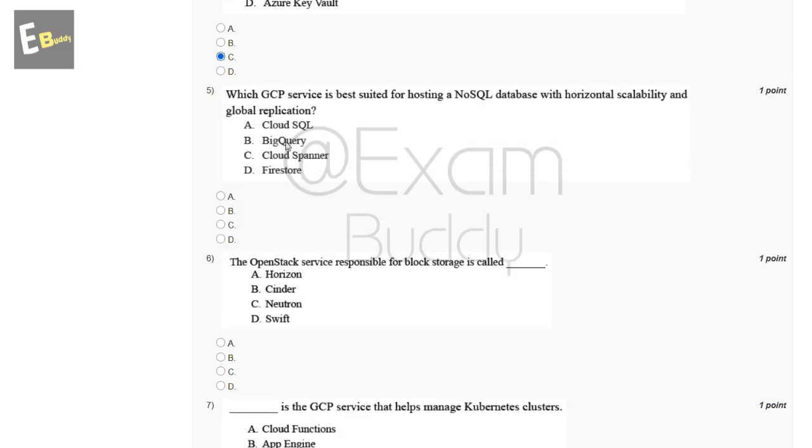Now the fifth question is: which GCP service is best suited for hosting a NoSQL database with horizontal scalability and global replication? So these are the options: Cloud SQL, BigQuery, Cloud Spanner, Firestore. So the answer to our fifth question is D, Firestore.